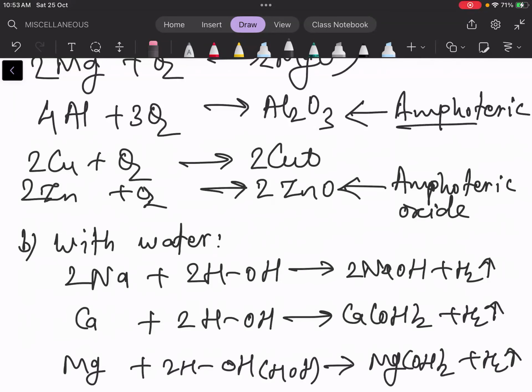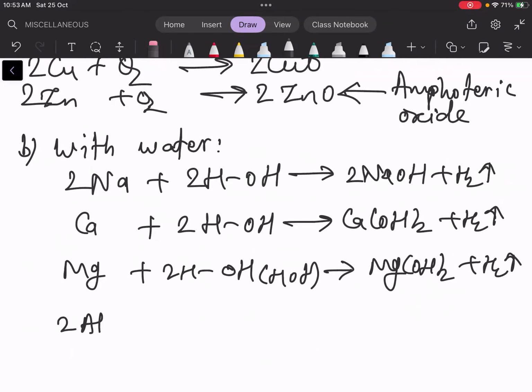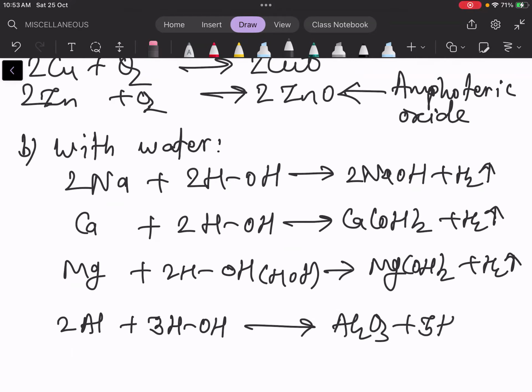Then aluminium combines with water: 2Al plus 3HOH. What will we get? We'll get Al2O3, aluminium oxide, plus 3H2. Is there any doubt?